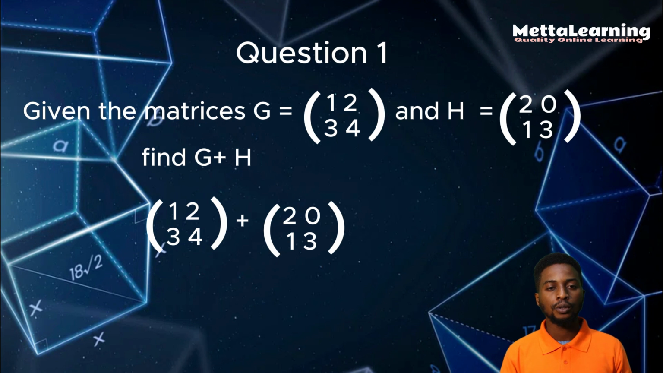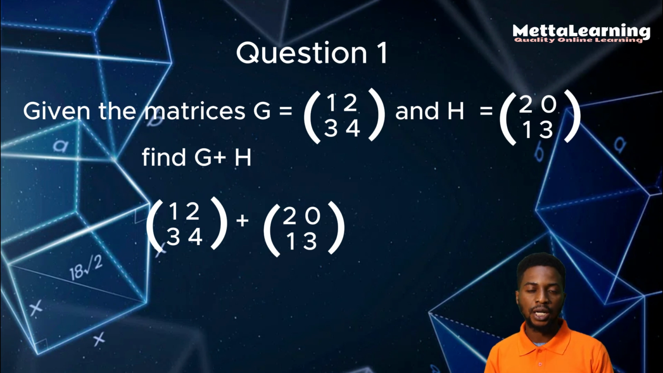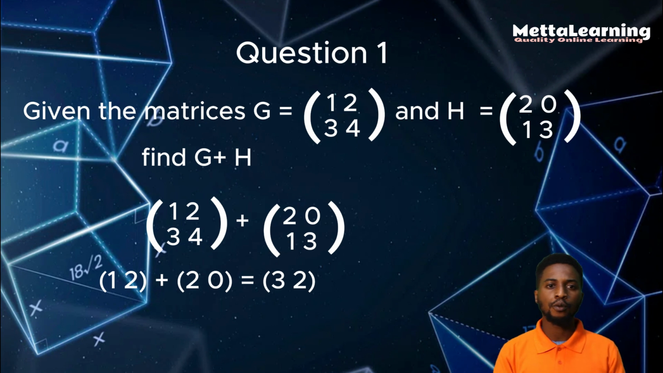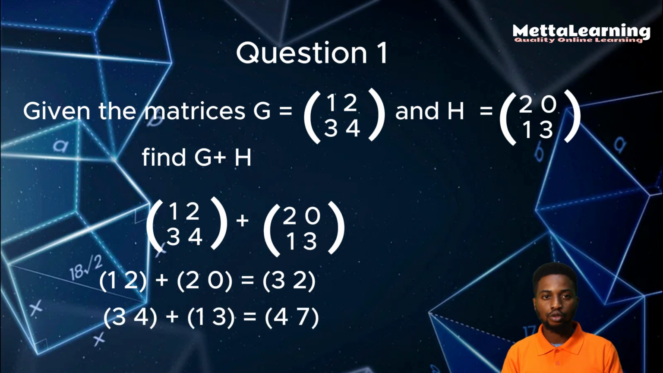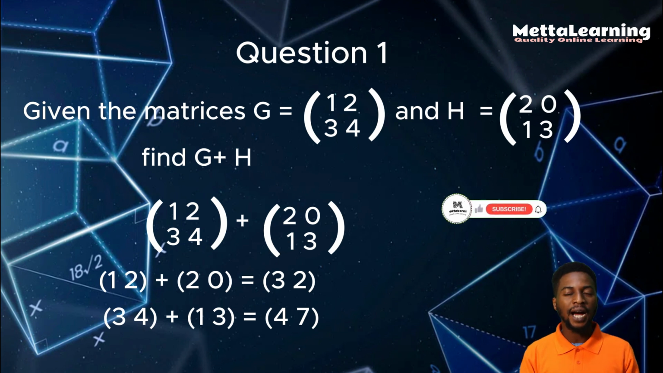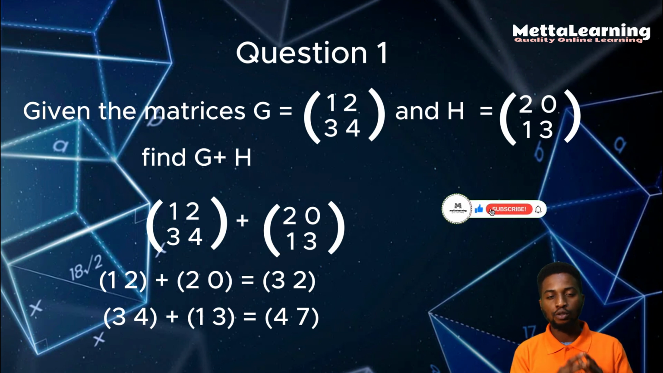It's very simple. We add the first row of G to the first row of H, and the second row of G to the second row of H. So let's go about it. Calling my figures in rows now, we have 1 plus 2 and 3 plus 1. Then the second row should be 2 plus 0, then 4 plus 3, close bracket. When we add these figures together, now let's look at it in rows.